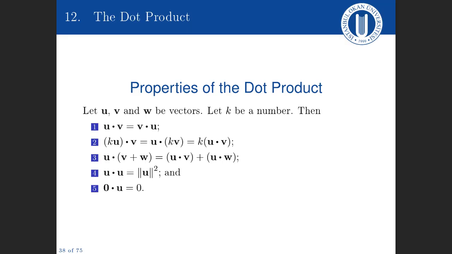And then finally, the property which I said on the previous slide, the 0 vector dot u is always the number 0. And again, let me just point out there's two different types of zeros here. The first 0 is the 0 vector, and the second 0 is the number 0.